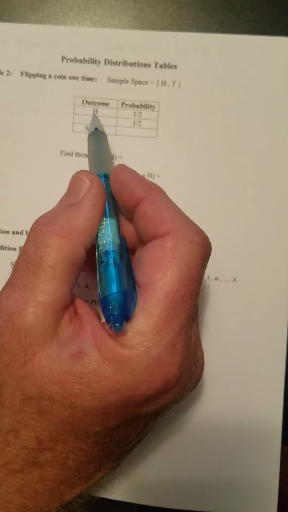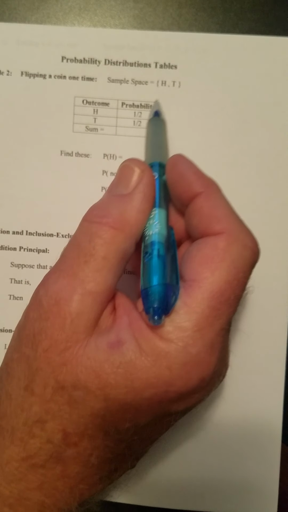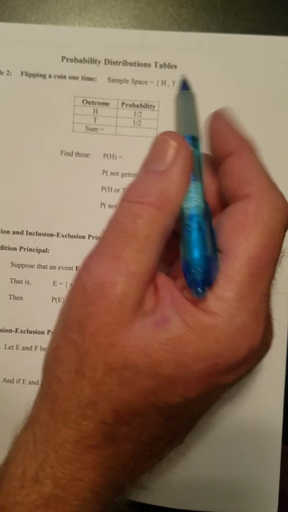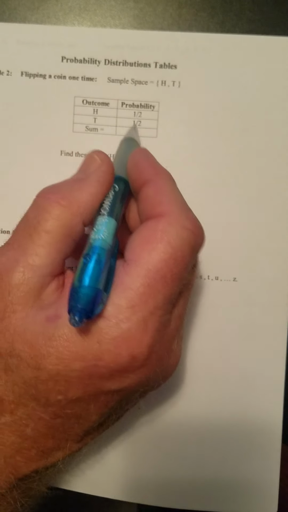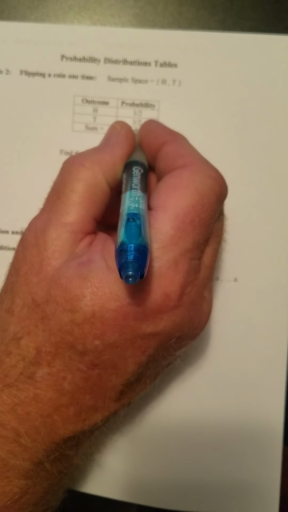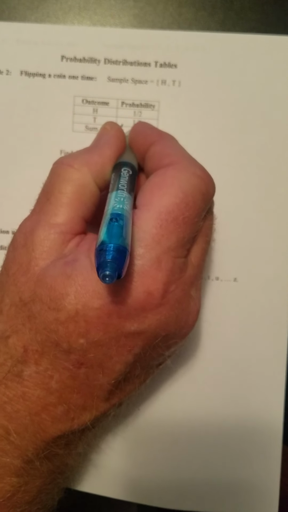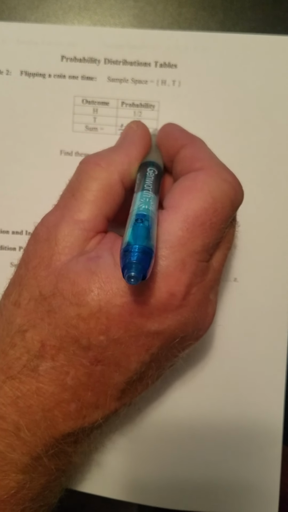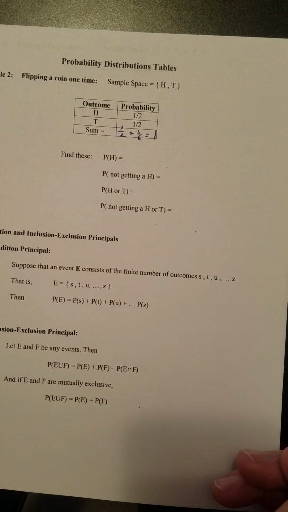So the probability of heads would be 1 out of 2. Heads is 1 out of the 2. Tails is 1 out of the 2. And these are the only two probabilities. So if you add those together, those are going to add up to 1. So 1/2 plus 1/2 is equal to 1. 1's the magic number.